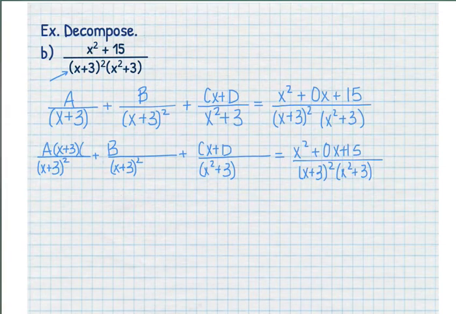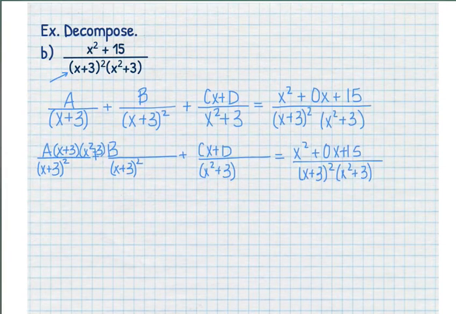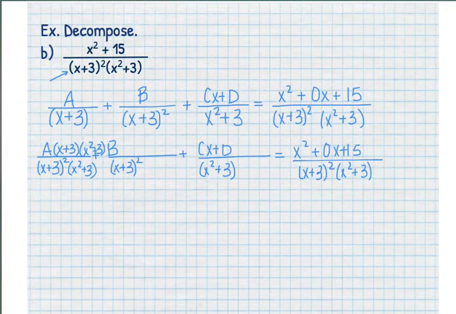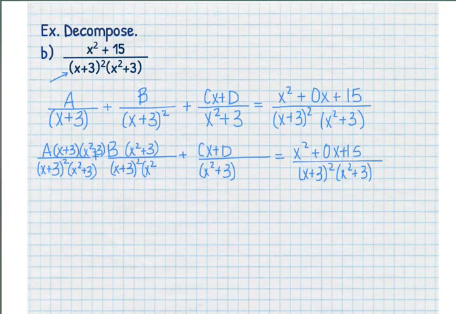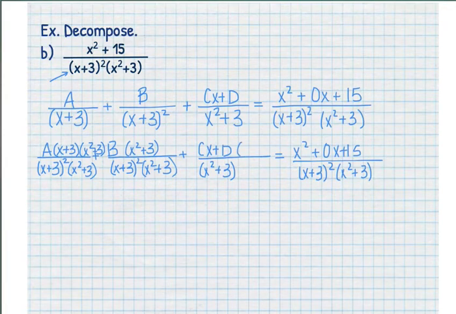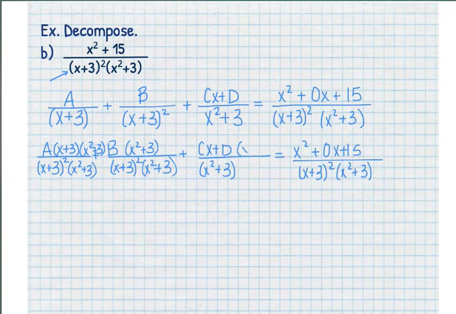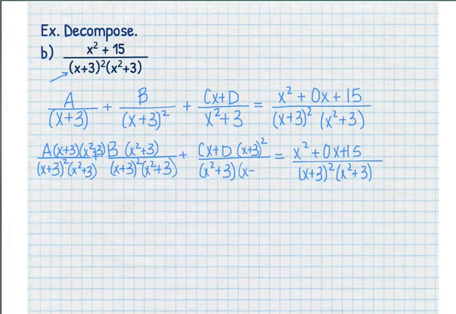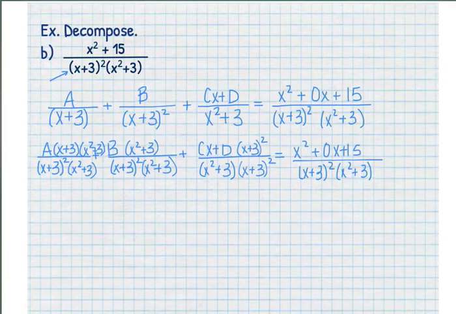Then it needs an x squared plus 3 over x squared plus 3. My B fraction, all it needs is an x squared plus 3, so we'll put that on top and on the bottom. And that Cx plus D fraction needs the x plus 3 squared piece over x plus 3 squared. So now that we have common denominators, we're just going to ignore the whole thing.